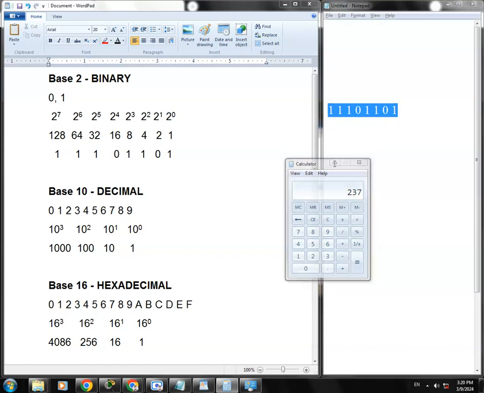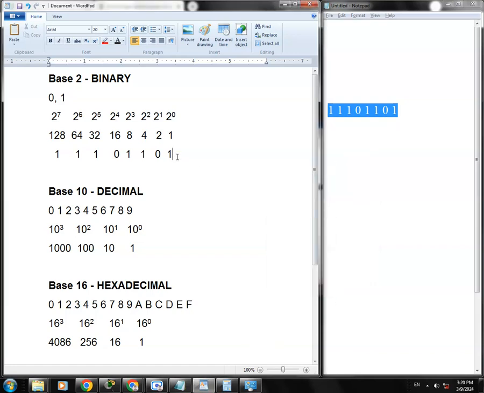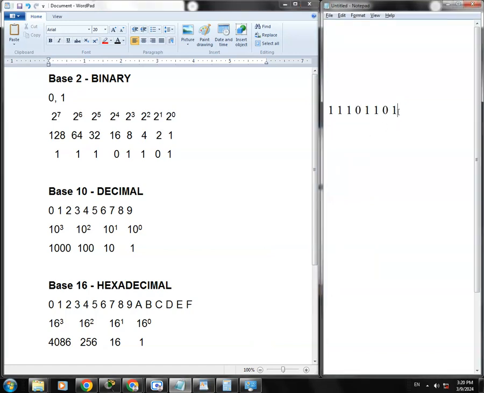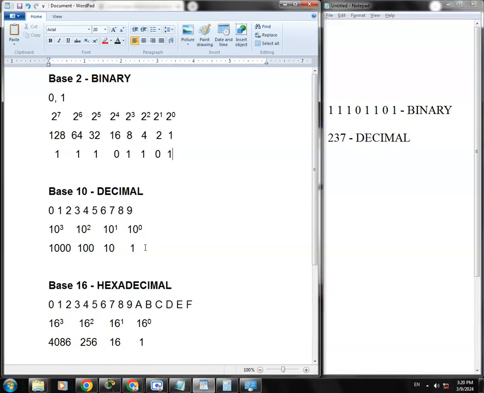So now we already know the 237. This is the decimal value. So I'll put in here that this is the binary, and then 237 is the decimal. So now that we know the decimal, let me put the decimal in here.